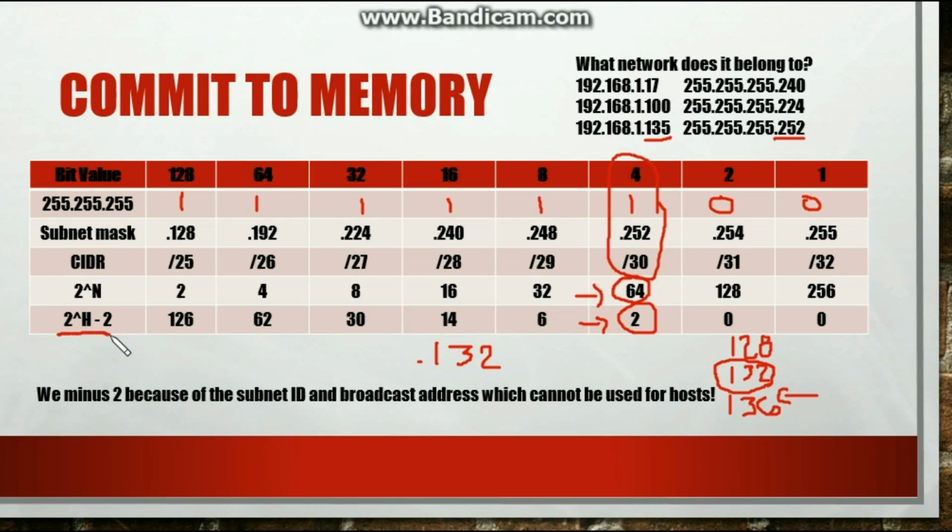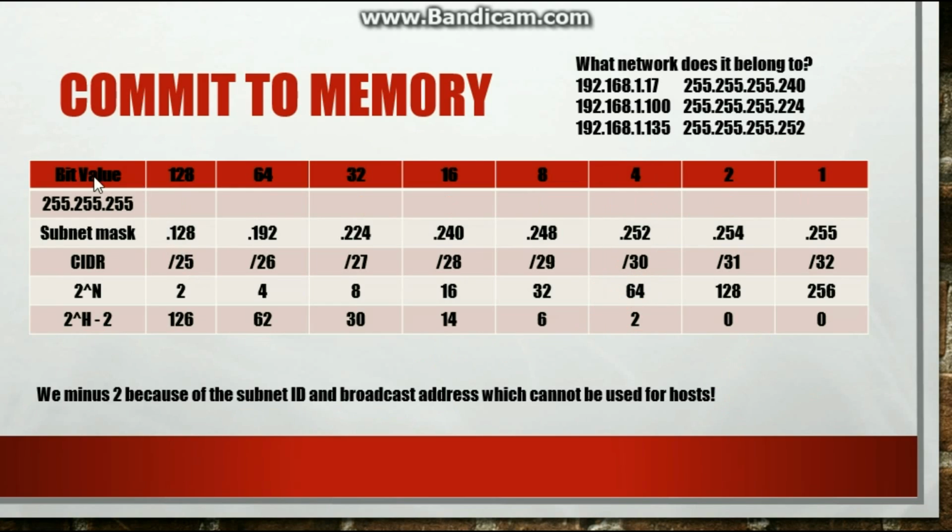In this formula, 2 to the h minus 2, we minus 2 because you have to save IP addresses for the subnet ID and the broadcast address. So that's why we have to do this minus 2 here. This chart can be used to help study for Sec Plus. Subnetting goes a lot deeper into it, but if you're just trying to find a quick way to find the network of an IP address, then this is the easiest way.